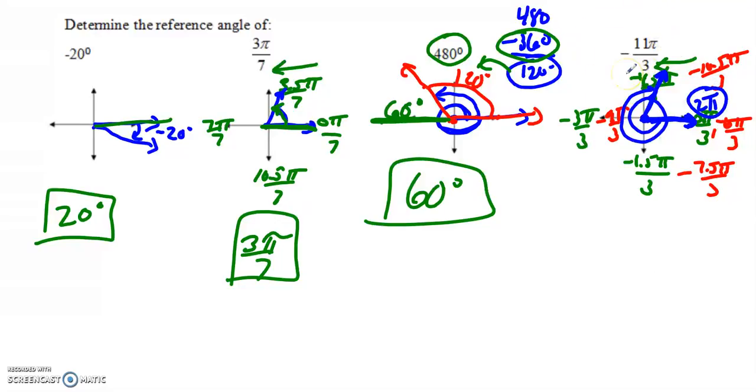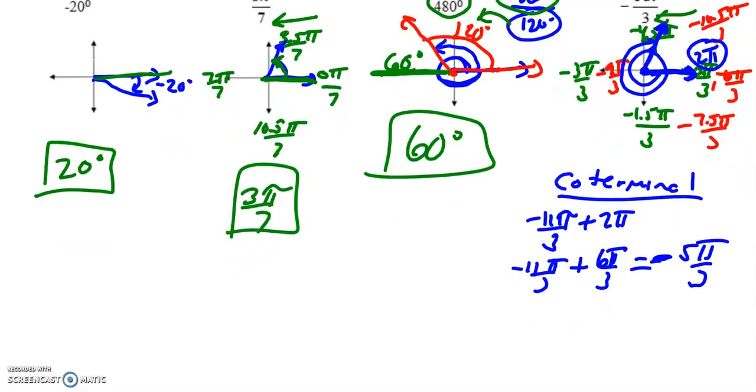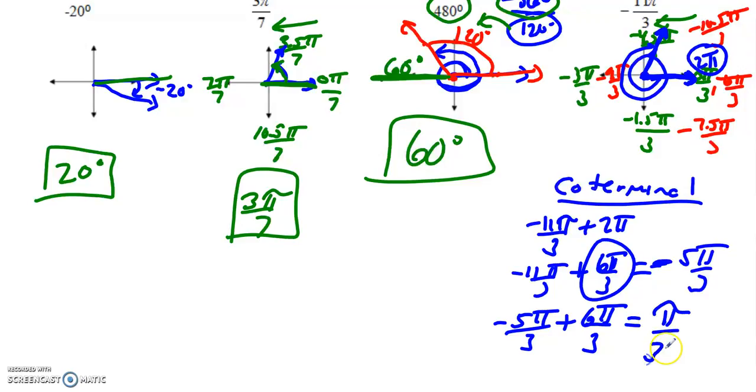Because my angle is so negative, let's think about using coterminal logic. If I take negative 11 pi over 3 and I add 2 pi to see if I can get more of a positive angle, that would really be negative 11 pi over 3 plus 6 pi over 3, which would be negative 5 pi over 3. Can that be my reference angle yet? No, because it's not positive. So I'd have to take negative 5 pi over 3, add another 2 pi, or 6 pi over 3, and I would get a positive pi over 3.